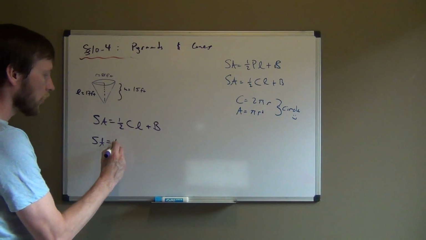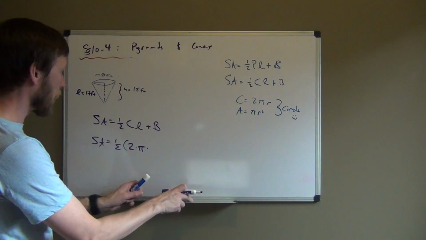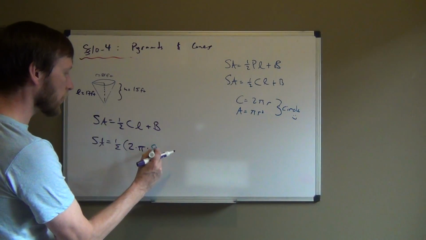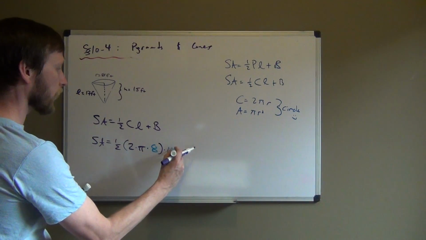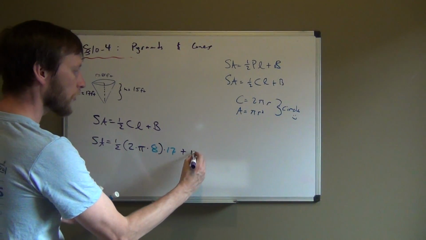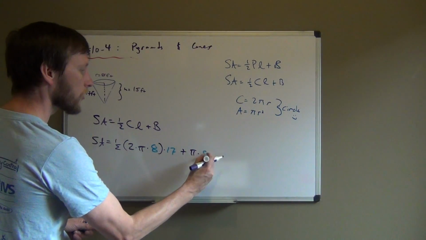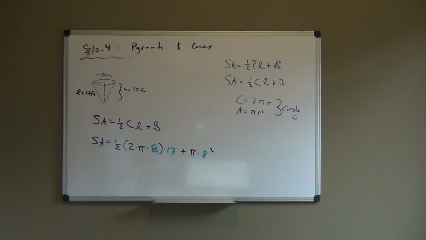Now here, we're going to take 1/2 times 2 times pi times the radius, which they told us was 8 feet, times the slant height, which they gave us was 17 feet, plus the area of the base, which is pi times the radius squared. So once we have all of that information, it makes it a whole heck of a lot easier for us to begin doing our multiplication.